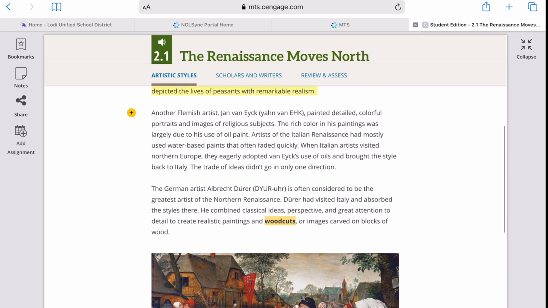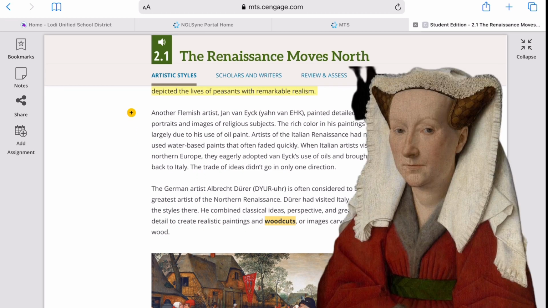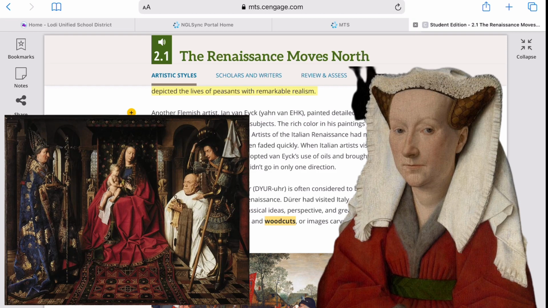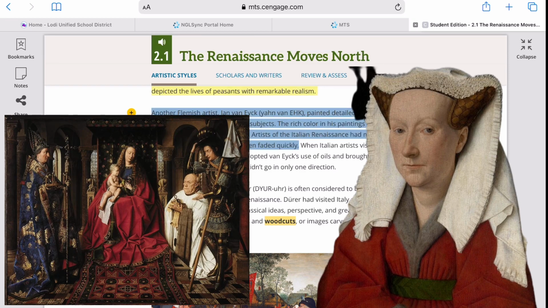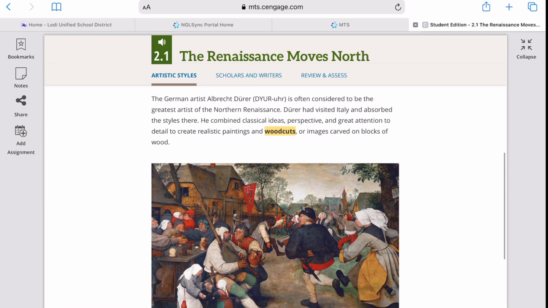Anyway, another influential Flemish artist by the name Jan van Eyck painted detailed, colorful portraits and images of religious subjects. Well, I'm not exactly sure what's going on with his wardrobe here. But anyway, the rich color in his paintings was largely due to his use of oil paint. Artists of the Italian Renaissance had mostly used water-based paints or watercolor to paint their frescoes. And this, of course, often faded quickly.